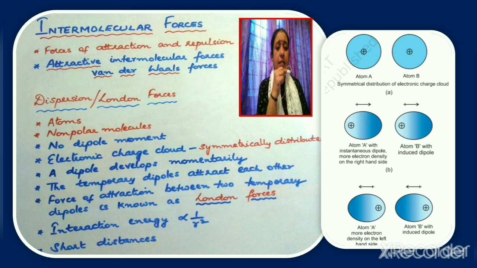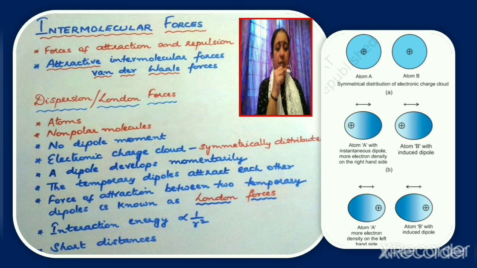Now this instantaneous dipole created in atom A will disturb the symmetrical distribution of electron cloud in the neighboring atom B, as a result of which the electron cloud in atom B will also get concentrated onto one side of the atom, and that end of atom B will now develop a partial negative charge, and the other end of atom B will now develop a slight positive charge.